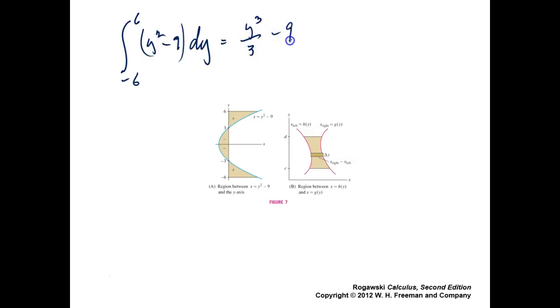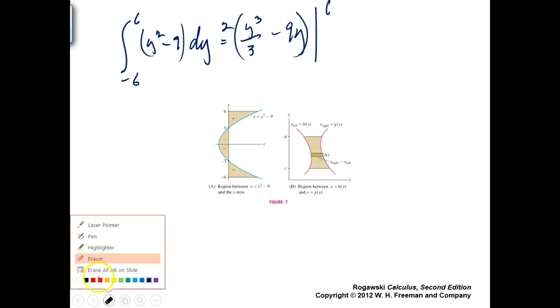Is that all? Minus 9y evaluated from minus 6 to 6. Okay, now again, I don't want to do that. I want to do twice this from 0 to 6, because those are exactly symmetrical. So I'm just going to double it and go 0 to 6. And that makes life somewhat easier.